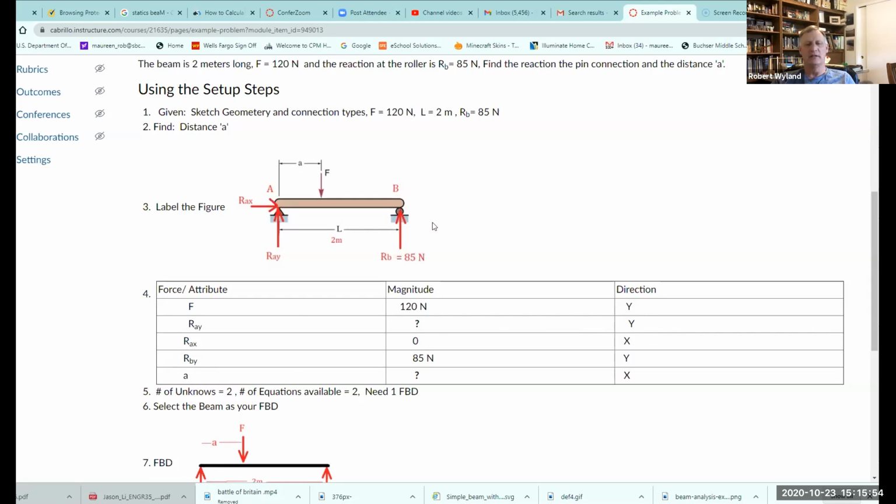We know the reaction at B because we're given that. RBY is 85 newtons in Y. And then lastly, we don't know A. We don't know its magnitude. We do know its direction. It's along the X direction.